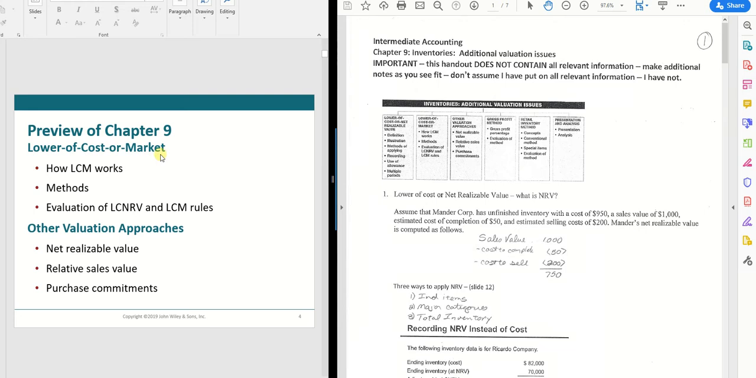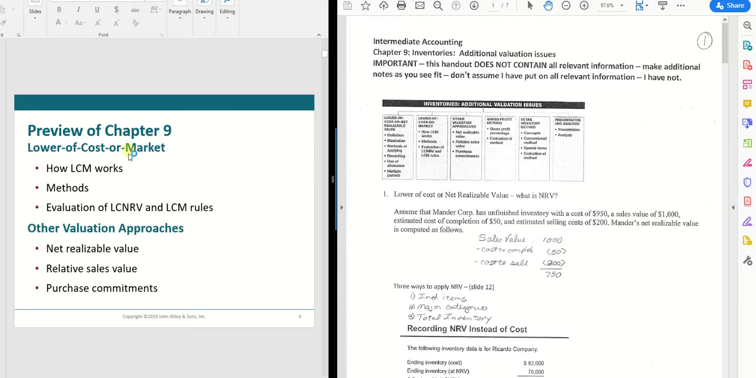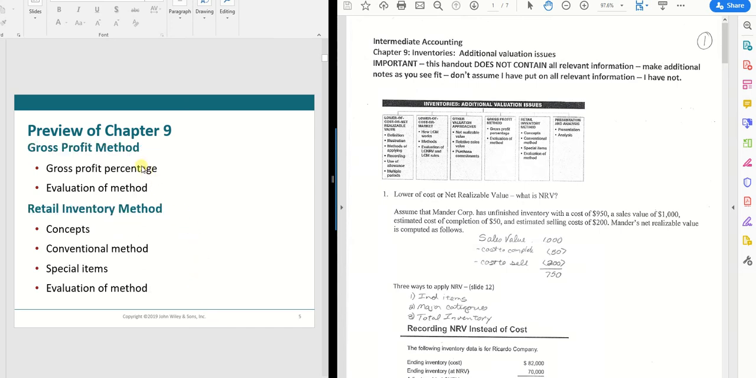More of the lower of cost or market. The previous one was the lower of cost or net realizable value, just what it is and how you do it. Then the lower of cost or market, how that's different than the lower of cost or net realizable value, and various other things. Okay, we're also going to talk about the gross profit method and the retail method.